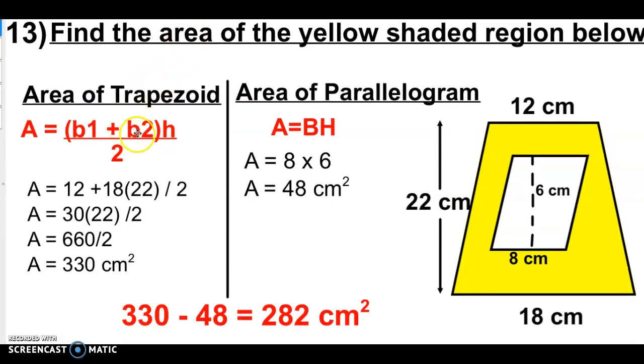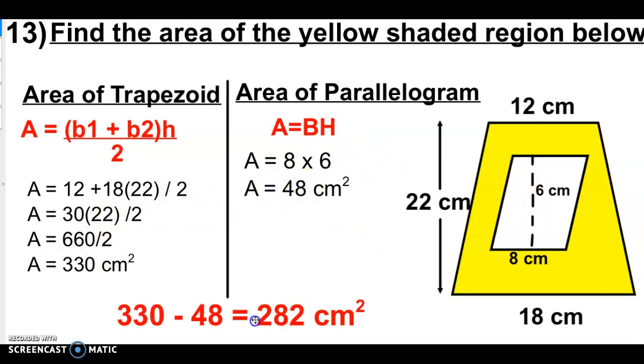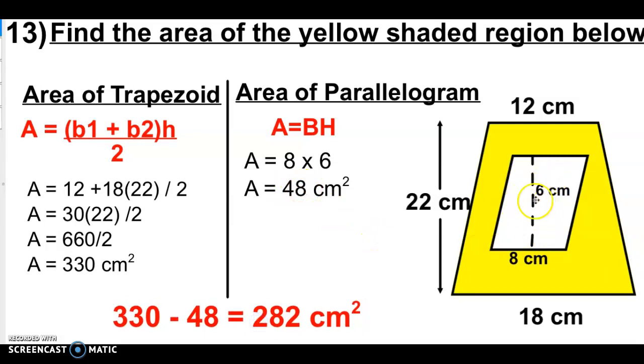Okay, so I found the area of the trapezoid, which gave me 330 centimeters squared. I added together my bases. My height of my trapezoid was 22. So I added 12 plus 18 times 22 divided by 2. And then my parallelogram area was just base times height. 8 times 6 was 48, and I had to subtract that because the white piece is missing from the entire figure. Okay, so that is the end, boys and girls.